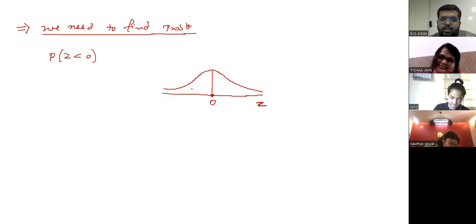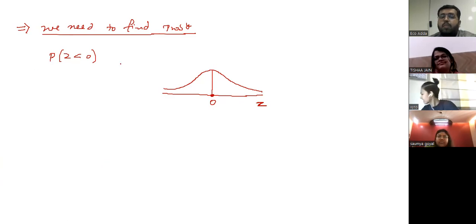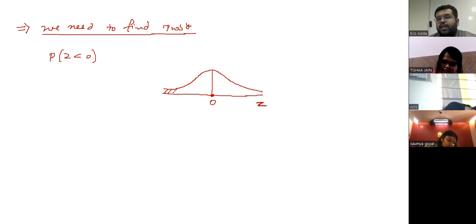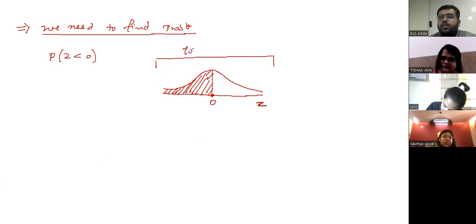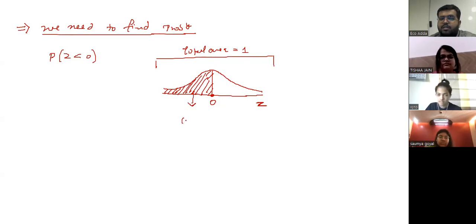Okay. So in this case, guys, you need to mark the area first before finding the probability. And if I say z is less than 0, 0 is here, less means I need to find this area. Can we say that? We need to find this area. And we all know that the total area is equal to what? 1. Since my total area is equal to 1, and we need to find this area, obviously this area is nothing but 0.5. Can we say that?